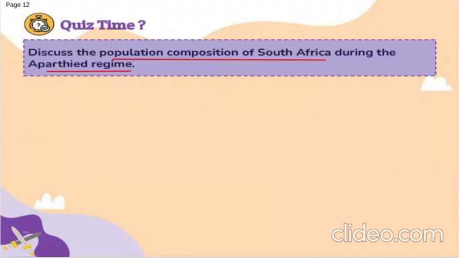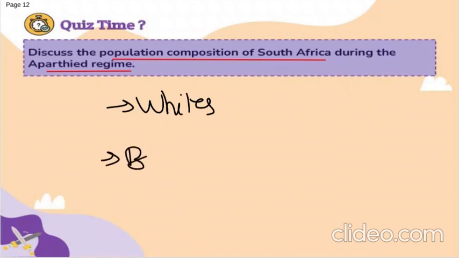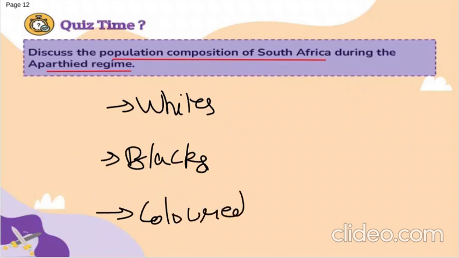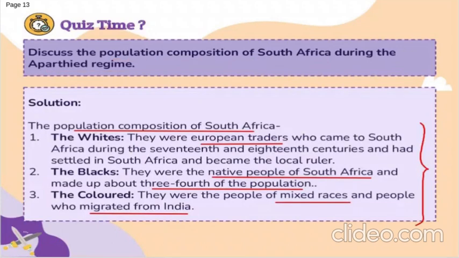Next one. Discuss the population composition of South Africa. Now, basically, South Africa had three groups in total. They had the whites, then they had the blacks, and then they had the colored, meaning they were from some other country, and the majority of the population was black. So the whites were the European traders who came to South Africa during the 17th and 18th century, and they settled in South Africa. Blacks were the original inhabitants of South Africa itself, and they were three-fourths of the total population. And colored means they were of mixed races, and even people who came from India were known as the colored.